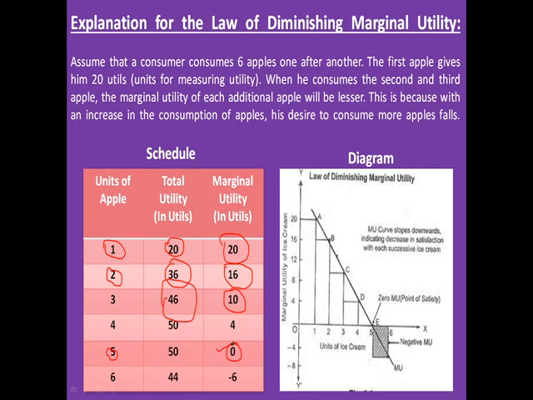And if you increase your consumption further to the sixth unit, the consumer is not having any utility, rather he is now attaining disutility. That's why it is given as -6. That minus is the indication of disutility, dissatisfaction. So the law states that when the consumer consumes successive units of a commodity, total utility increases but at a diminishing rate, and the marginal utility is gradually diminishing.